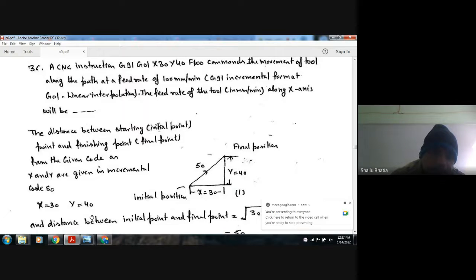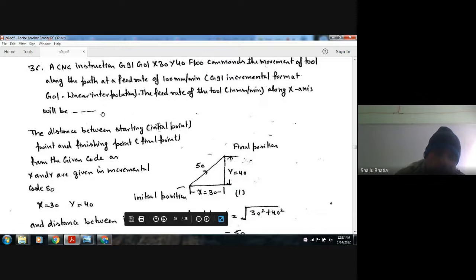A CNC instruction G91 G01 X30 Y40 F100 commands the movement of the tool along the path at a feed rate of 100 mm per minute. G91 is incremental, G01 is linear interpolation. The feed rate of the tool in mm per minute along the x-axis will be?